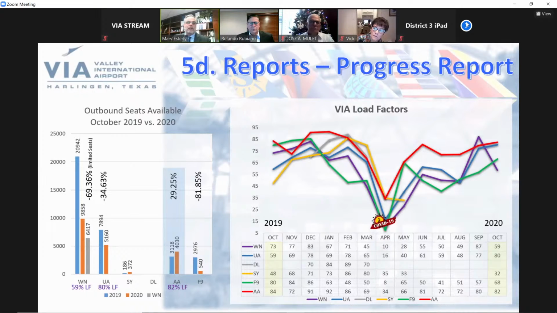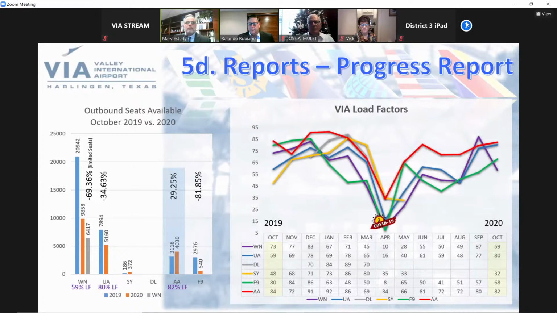But they were still down nearly 70% in the number of seats over last year, and that's reflected in the employments. United Airlines, their seating capacity was down 34%, but again, as we discussed, they're doing very well at 10% down. Sun Country had a slight increase in seats, probably nearly doubling their seats this year in October, just based on the time that they started. American Airlines, again, 82% load factor there. You can see they increased seats in the market, and they're up nearly 30% in the number of seats.